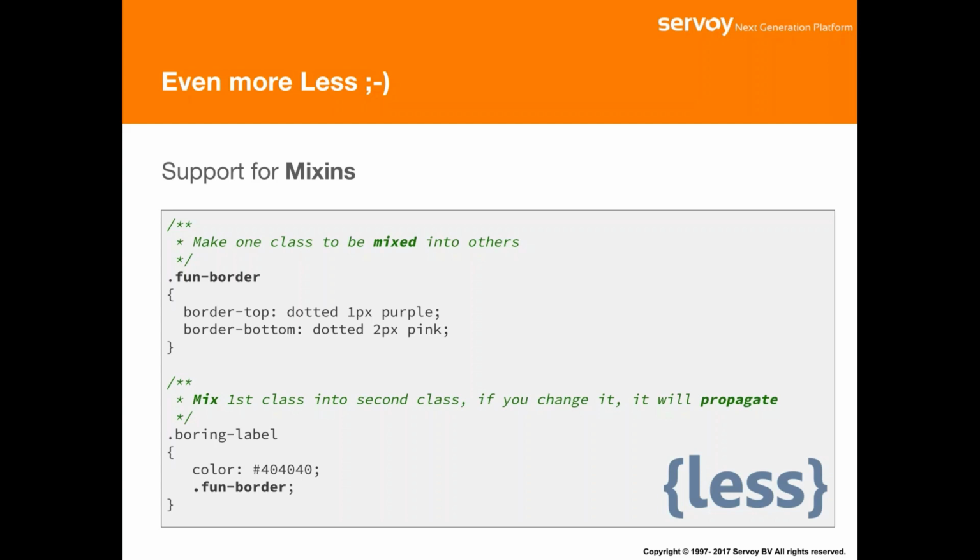It just saves you copying and pasting, but it also then cascades. So if you change one property of fun border, then everywhere you use that class, it'll inject it. So again, it makes maintenance much easier and thematic styling much easier.